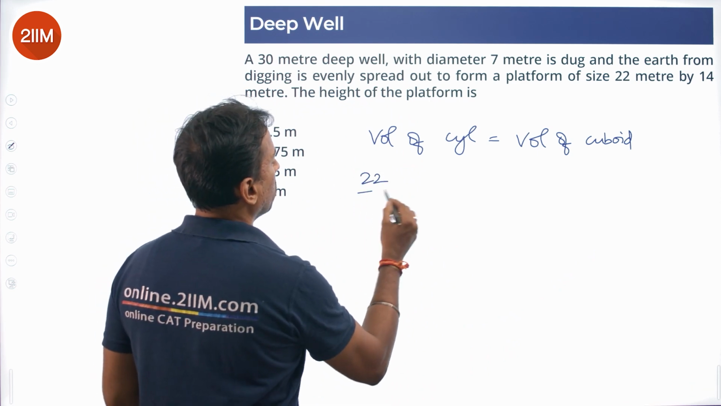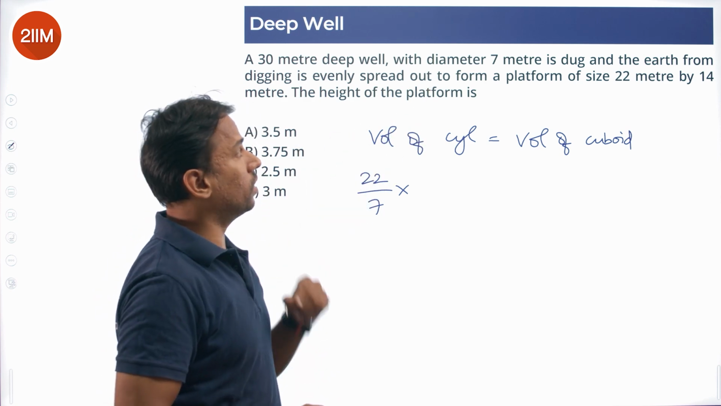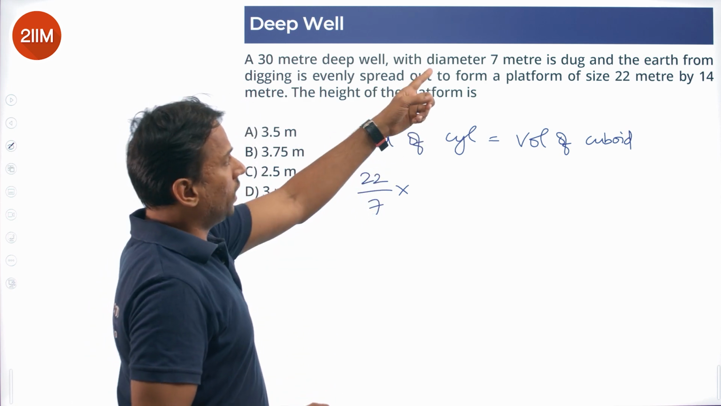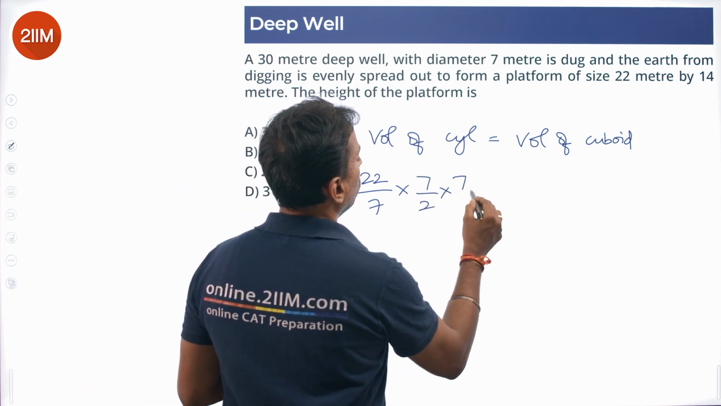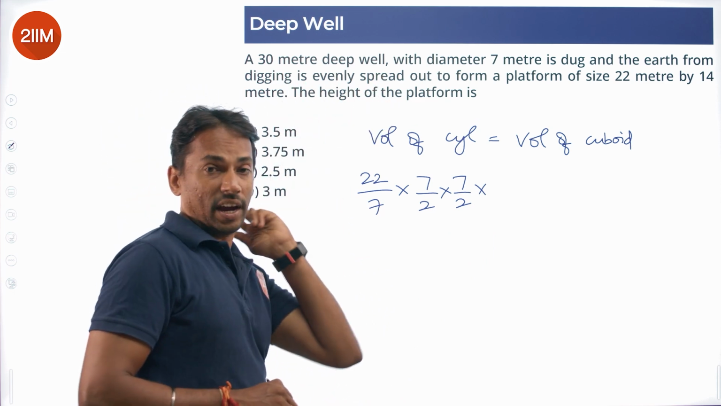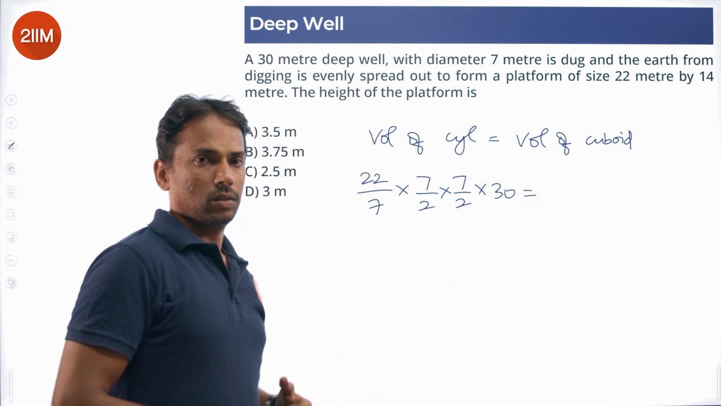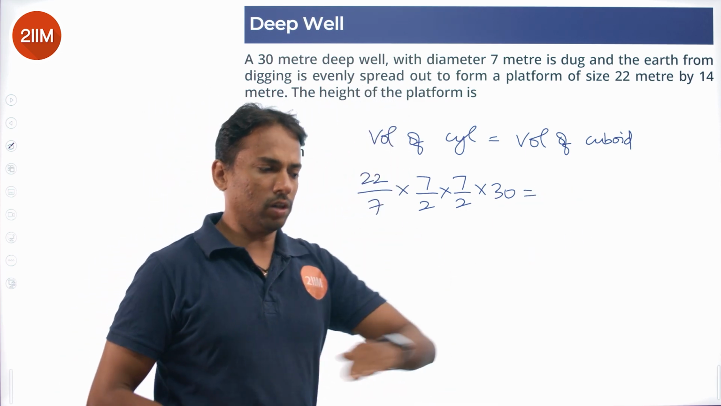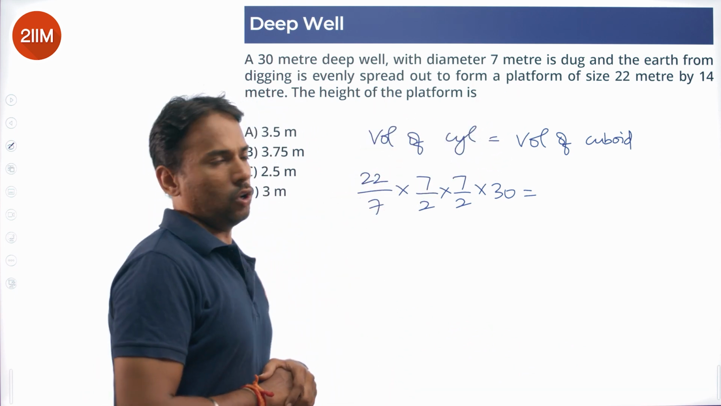So 22 by 7 into r square. What is r? r is going to be the radius. Here diameter is 7 meter. So radius should be 7 by 2 into 7 by 2 into h. What about the h? 30 meter deep. So height is 30 meters. So 30. This should be equal to, because this content is what is spread as a cuboid. Right hand side, the cuboid's volume.